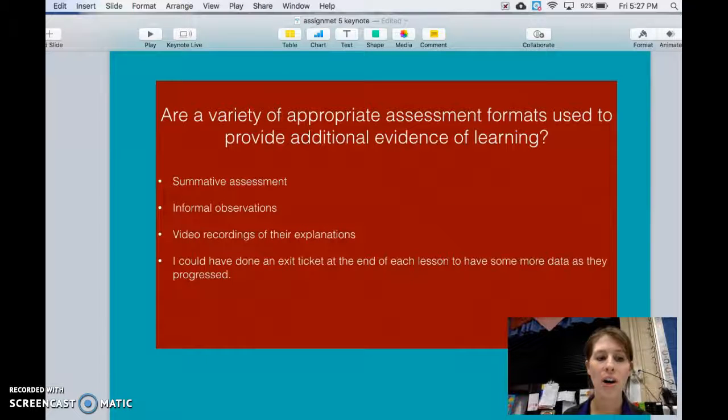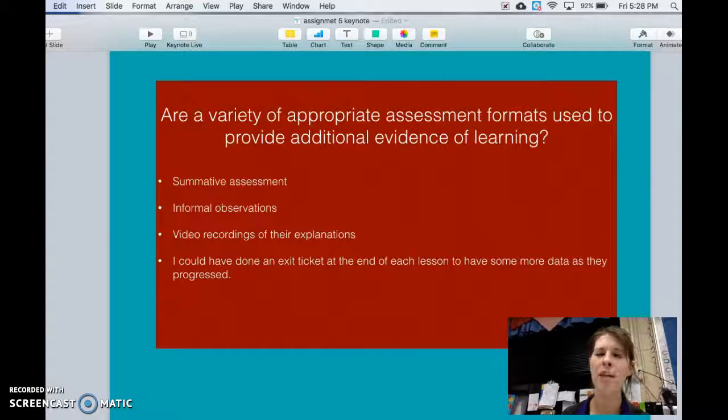Question 3, are a variety of appropriate assessment formats used to provide additional evidence of learning? So I used a summative assessment at the end, just kind of a big wrap-up of they had to use some with regrouping, some without regrouping, and use the standard algorithm, but they could use manipulatives to help them. I did a lot of informal observations, just walking around as I was teaching the lessons. The video recording with their explanation of the process was a type of assessment.